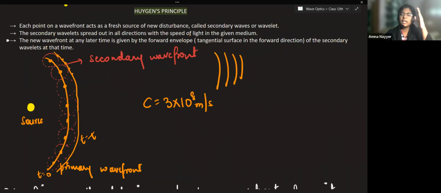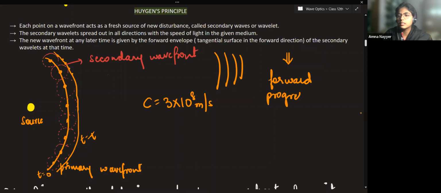And the new wavefront at any later time, let's say t is equal to t, I had taken here, is given by the forward envelope of the secondary wavelets at that time, meaning the tangential surface in the forward direction. So what does it tell you? What does Huygens' principle tell you? It basically tells you about the forward progression of the wavefront. So this is all about Huygens' principle.